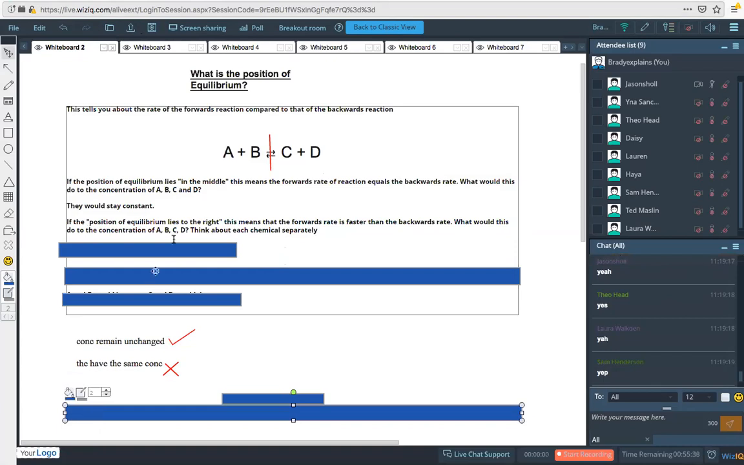All right, so next question then. If the position of equilibrium lies to the right, so that's where our imaginary line you'd push it to the right-hand side of the equilibria. What we mean by that, and this is probably the most important thing to get, this terminology, if we say the position of equilibrium lies to the right, that means the forwards rate of reaction is faster than the backwards rate. That's what it means to say that the position of equilibrium lies to the right. So what would that do to the conc of A, B, C, and D? And can you think about each of those individually? Do you want to pop your answer in?